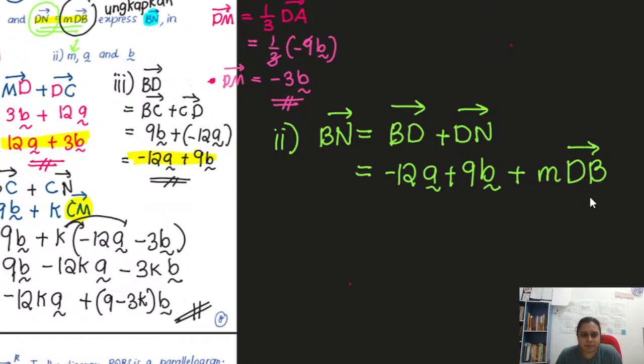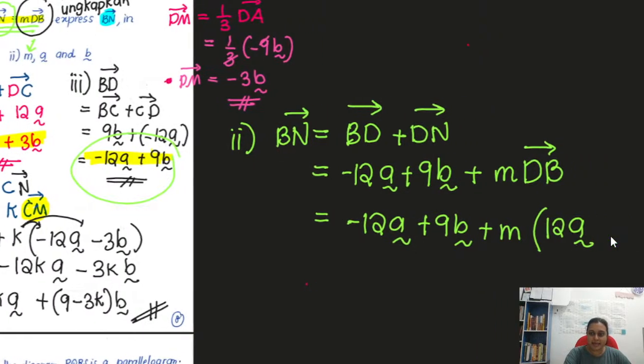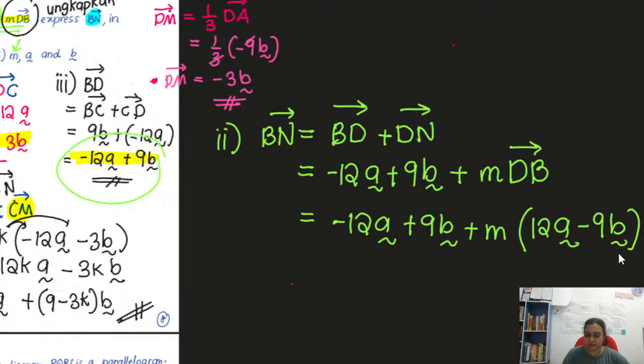So what is DB? D to B, it's just reversed. Sorry, yes, DN is DB again. So that means copy again from here: negative 12A plus 9B. And then DB, I'm going to take the answer from just now, but I reverse it. So it's 12A minus 9B. Teacher reversed it because that is BD, but now teacher wants DB, reversed. So this one you expand.